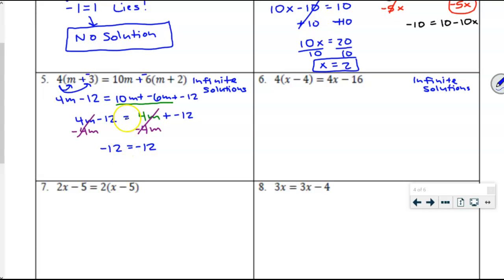And if you didn't notice it before, I hope you notice it now. This is an obviously true statement. So when I get to that obviously true statement, I do not put a box around this. That's not the answer. When we get to this point, we interpret that to mean infinite solutions. And the infinite solutions is what I put my box around, because that is the answer.